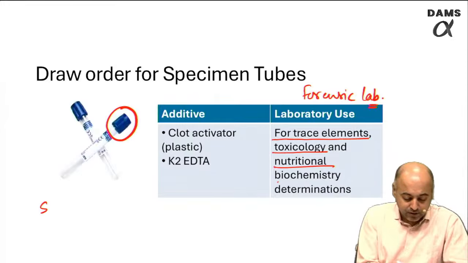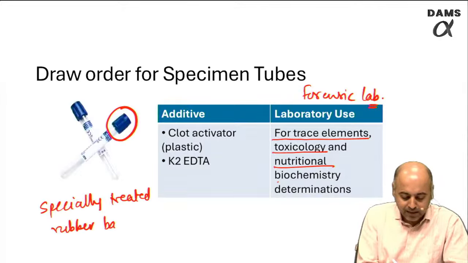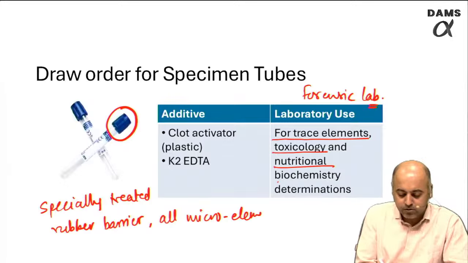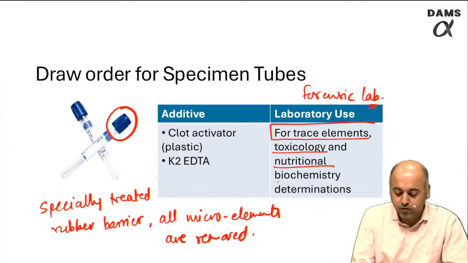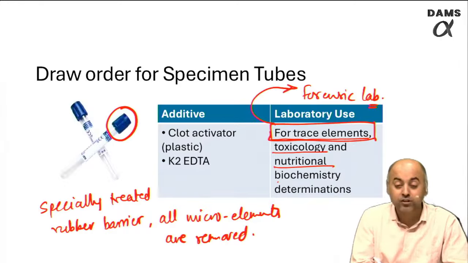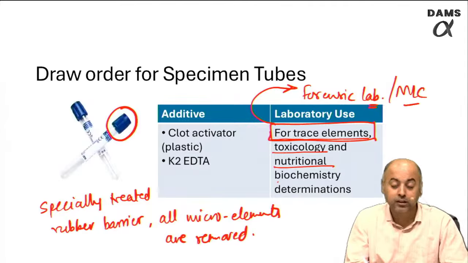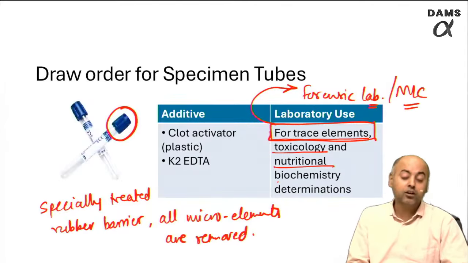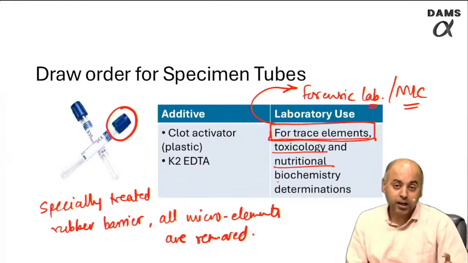Here what we have is a specially treated rubber barrier. All micro elements are removed. So whenever you're looking for trace elements in forensic laboratory for medical legal cases, it is ideal to collect in the dark blue top vial.